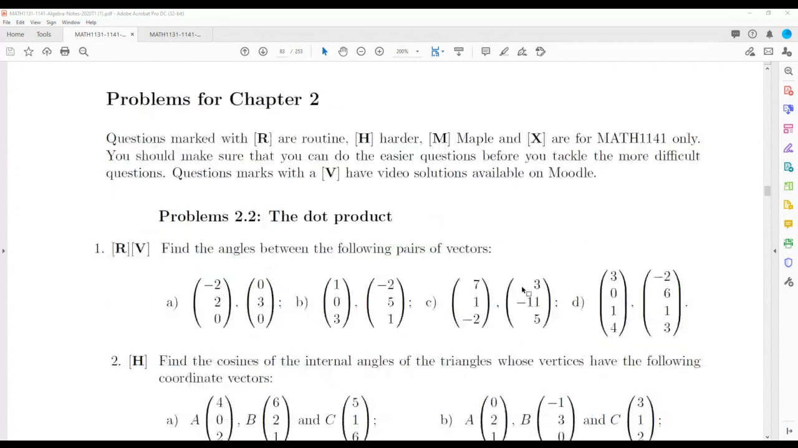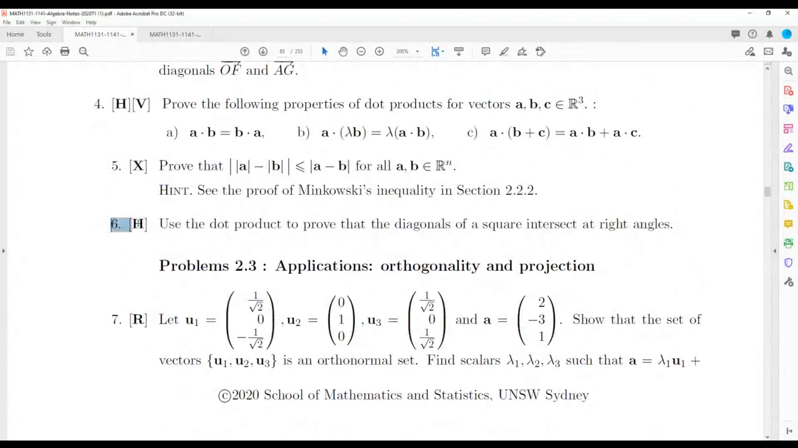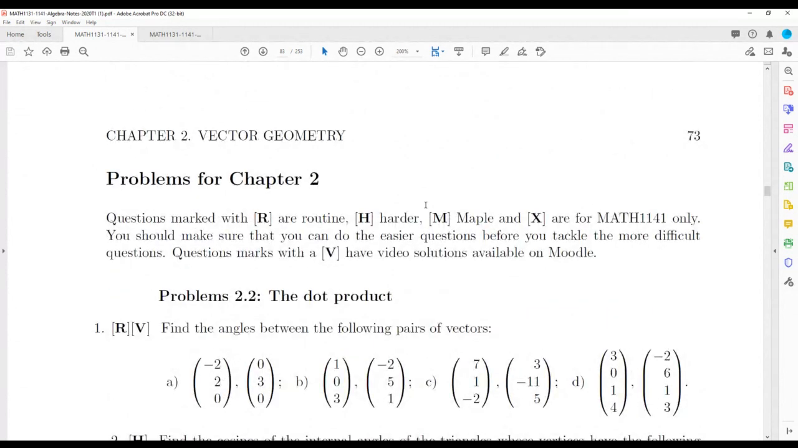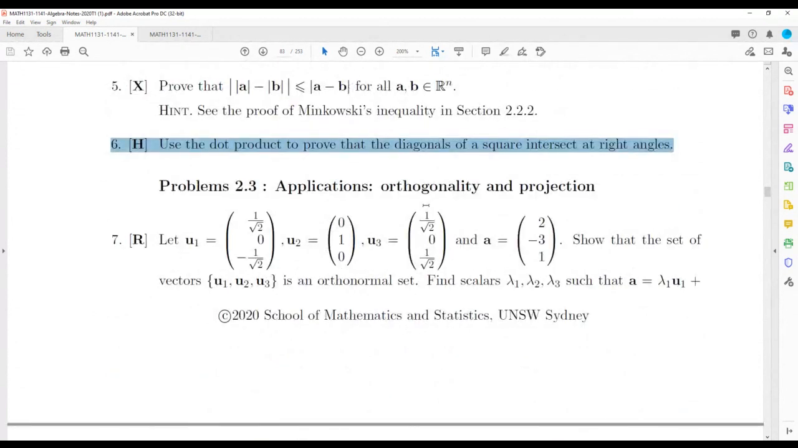Okay, so I wanted to talk about this one here. This is an interesting question because you're using the dot product to prove something of a geometric nature. So let's have a look at that. And one of the difficulties with these questions is students are not quite sure where to start. So we're in chapter 2, page 73, Chloe. So go and check it out. That's where we're at.